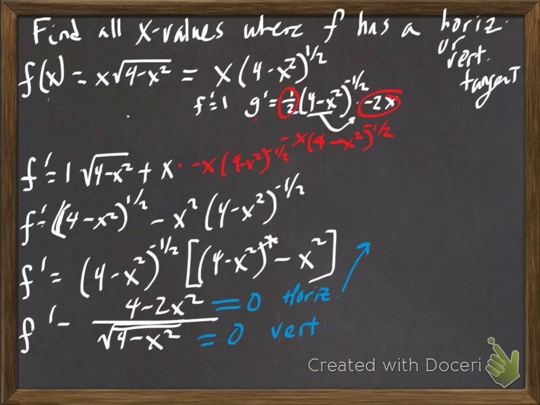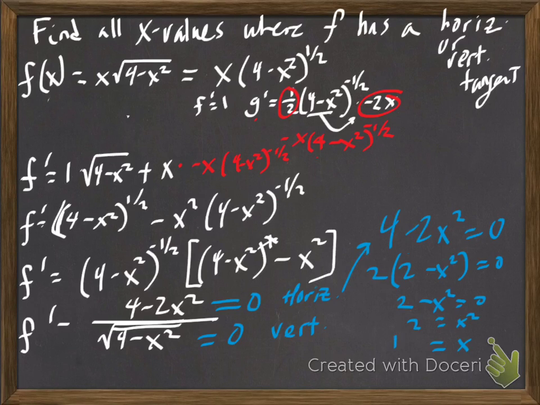So that's going to be 4 minus 2x squared is equal to 0. Well, that's 4 is equal to 2. Actually, let me do this the proper way. I'm going to factor out a 2. So that would give me 2 minus x squared is equal to 0, so 2 is equal to x squared. So x is equal to plus or minus the square root of 2. So there are the locations of my horizontal tangents, plus or minus the square root of 2.